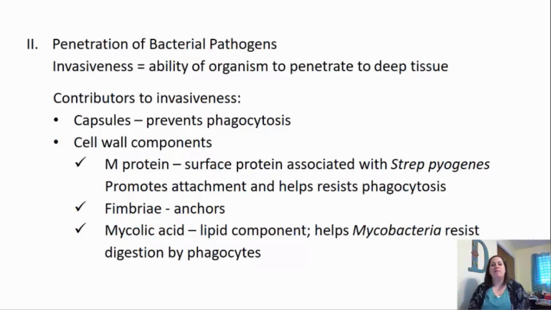All right, so penetration of bacterial pathogens. This is known as the invasiveness, the ability of an organism to penetrate into deeper tissue. There are some contributors to this idea of invasiveness. So we talked about some of these when we were looking at the structures of prokaryotic cells. Some of these bacteria have capsules. Capsules prevent them from being phagocytized, meaning eaten by your immune system.